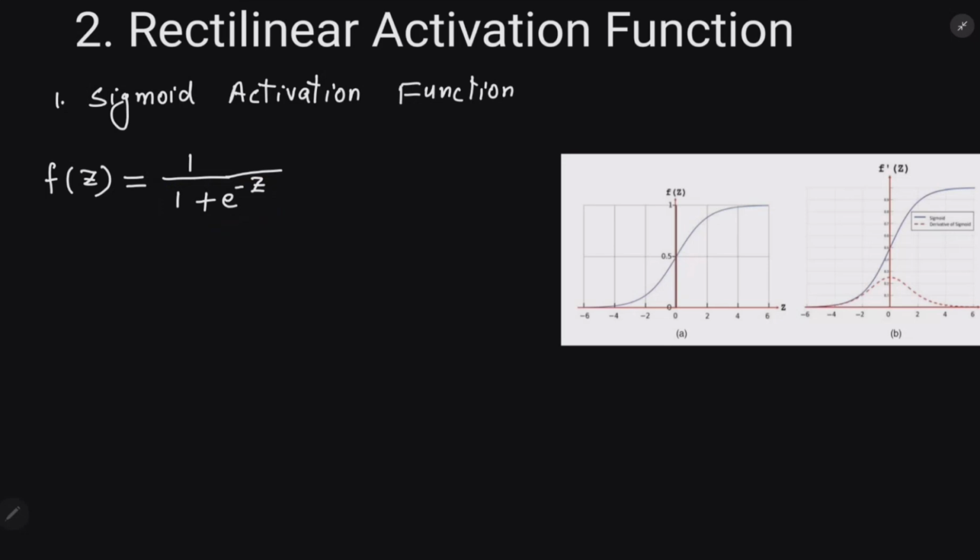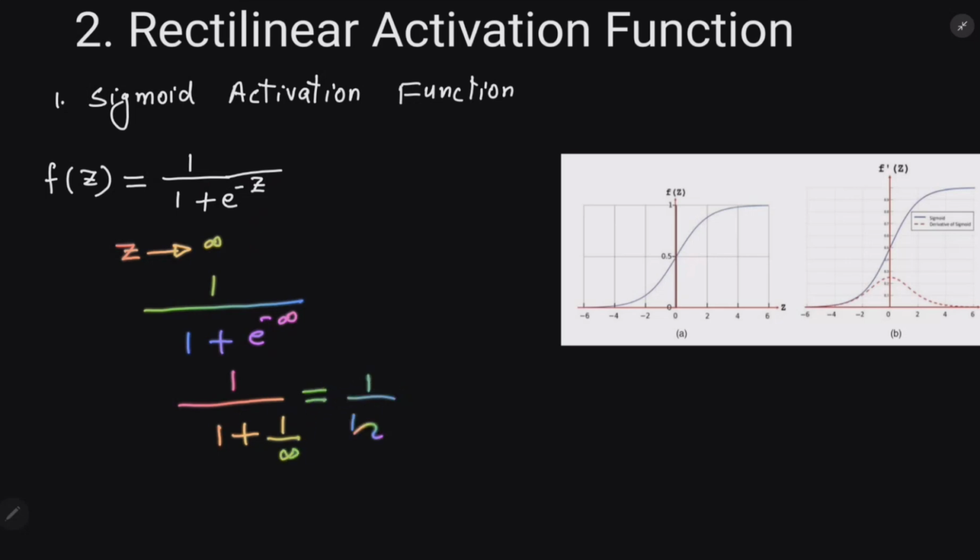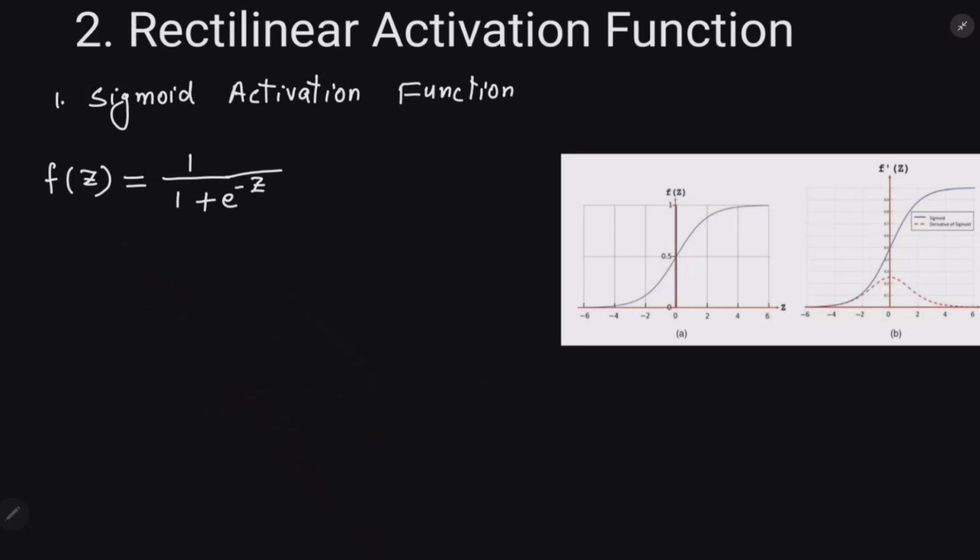Now the question is, what is the minimum value? As you can see, when z approaches infinity, if z is a very large value, then we have, for example, 1 plus e raised to power minus infinity, and that is 1 plus 1 over infinity. So we get 1 over 1 plus 0, and this is 1. So it means that for a large value of z, the function has a value 1.